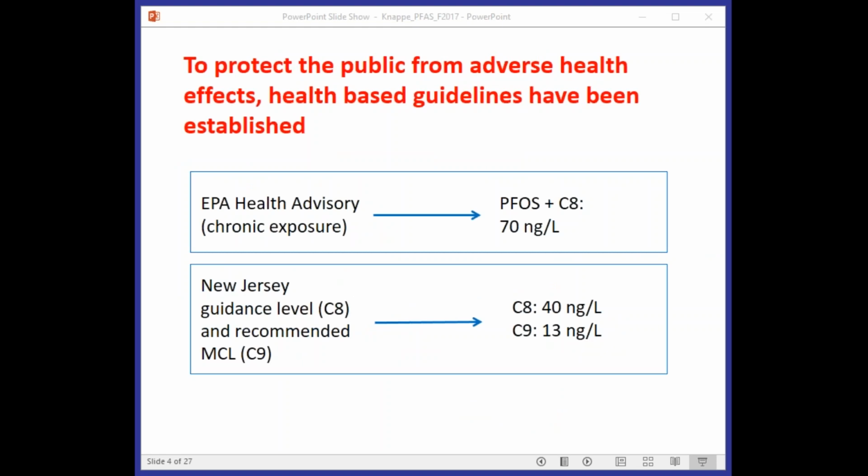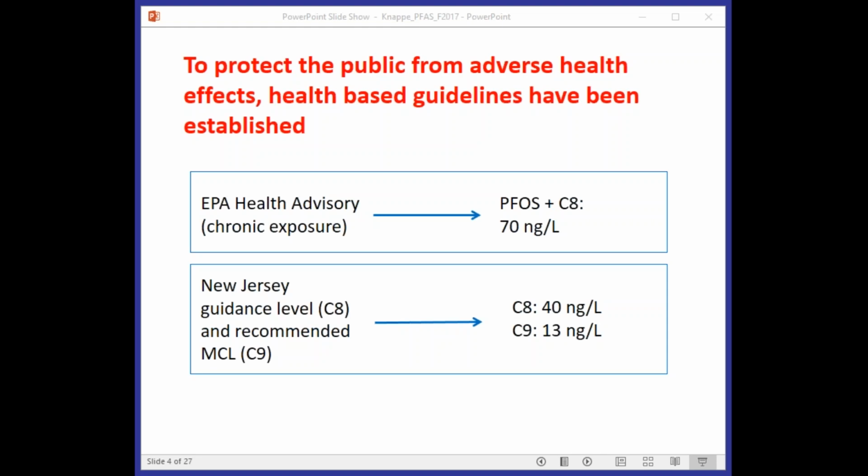So as a result of the toxicity and concerns, EPA in May of last year issued a health advisory level for PFOS and PFOA, or C8, that states that the sum concentration of those two compounds shouldn't exceed 70 nanograms per liter in drinking water. And this advisory is meant to be protective of chronic exposure. So that suggests that a lifetime exposure with PFOS and C8 at this level would be considered acceptable.